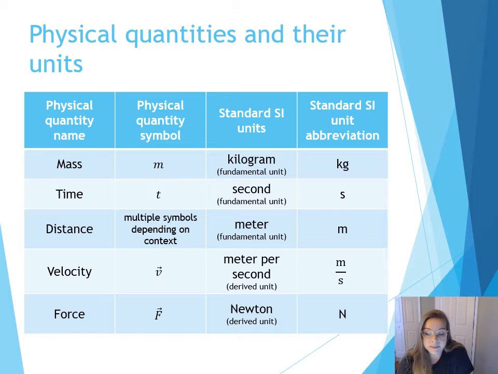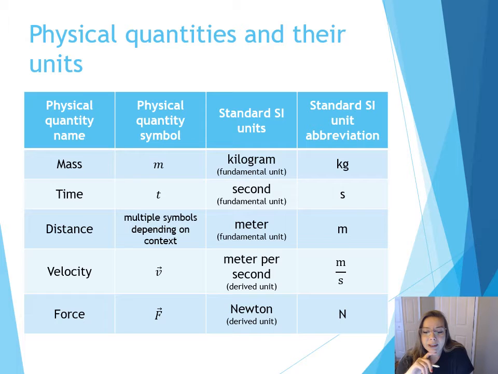Force is another common derived unit that you'll use a lot. So the physical quantity is force. Capital F is the symbol with a little arrow on top of it because it's a vector. The units in the SI system are called newtons. A newton is a kilogram times a meter divided by a second squared. So that's a derived unit made up out of fundamental units.